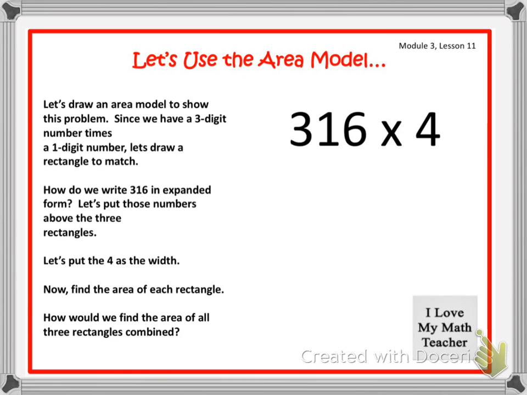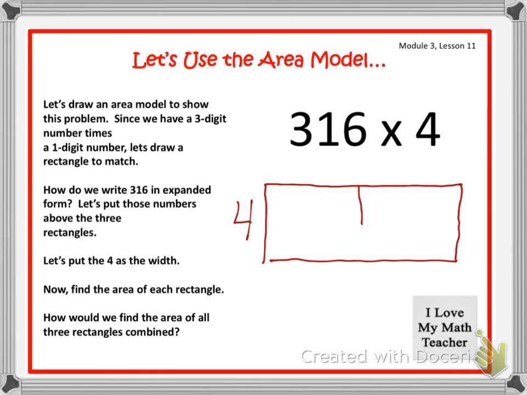All right, let's use the area model for 316 times 4. So I'm going to have 4 here, and I'm going to make my long rectangle. And over here is going to be 300, and that's what this is right here, 300. And then we're going to have a 10, because the 1 is in the 10 place. We only have 1 of those. And then we have 6 ones. So we're going to find the area of each one of these boxes inside this big rectangle.